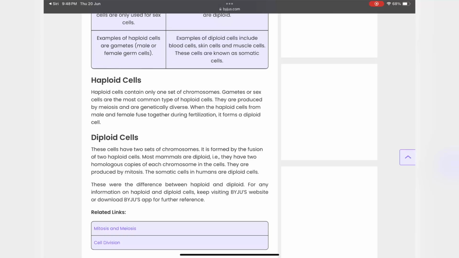Diploid cells. These cells have two sets of chromosomes. It is formed by the fusion of two haploid cells. Most mammals are diploid, i.e., they have two homologous copies of each chromosome in the cells. They are produced by mitosis. The somatic cells in humans are diploid cells. Thus were the differences between haploid and diploid.